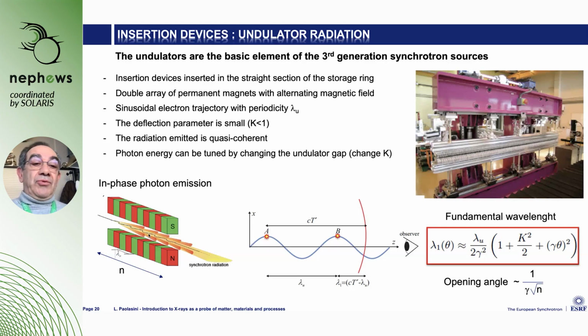Another property of the undulator, which is very important, is that the opening angle is no longer proportional to 1 over gamma, but is proportional to 1 over gamma times the square root of N, where N is the number of periods. This means that for a long undulator, and this is the case, for example, for the free-electron laser, the opening angle is reduced accordingly.